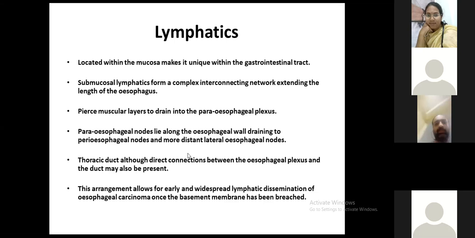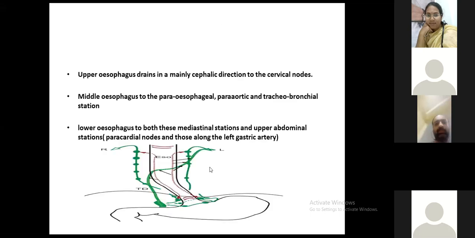The thoracic duct is in direct communication with the esophageal plexus, and some channels from the esophagus can drain directly into the thoracic duct. This arrangement allows for early and widespread lymphatic dissemination in esophageal carcinoma once the basement membrane has been breached. So the lower image in this slide gives a fair idea about where the lymphatics drain.